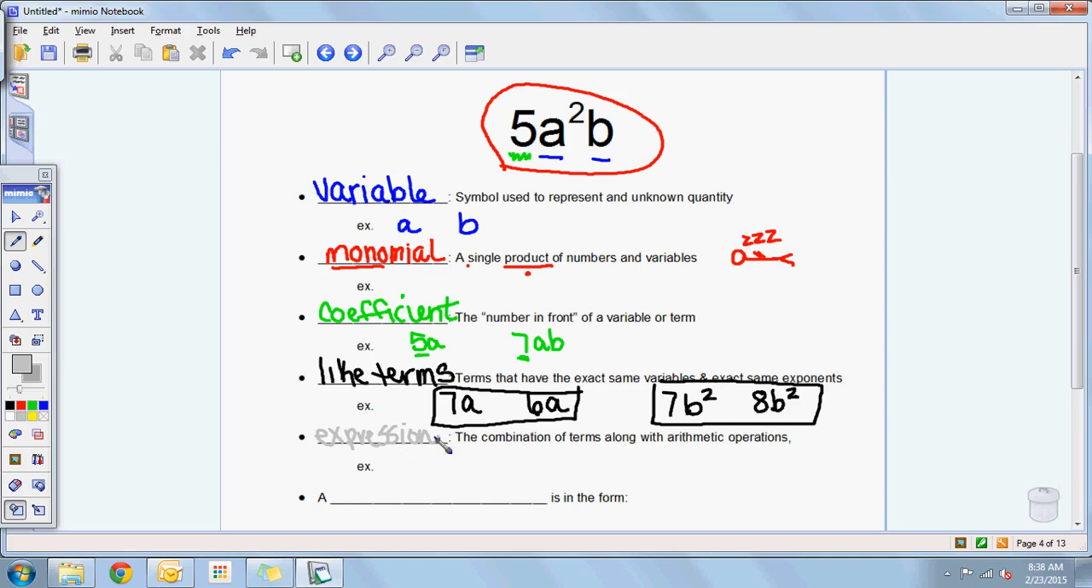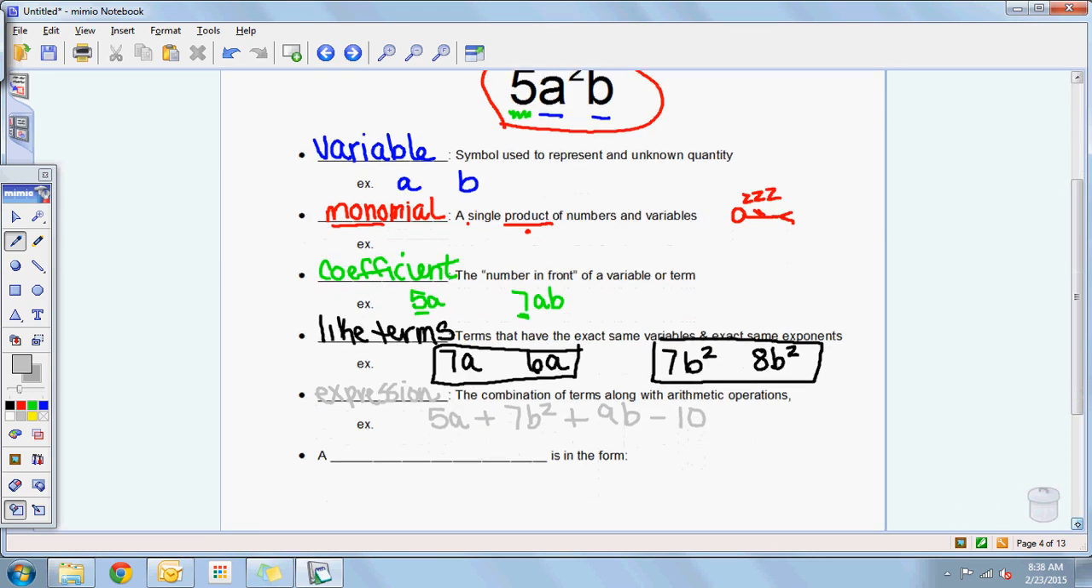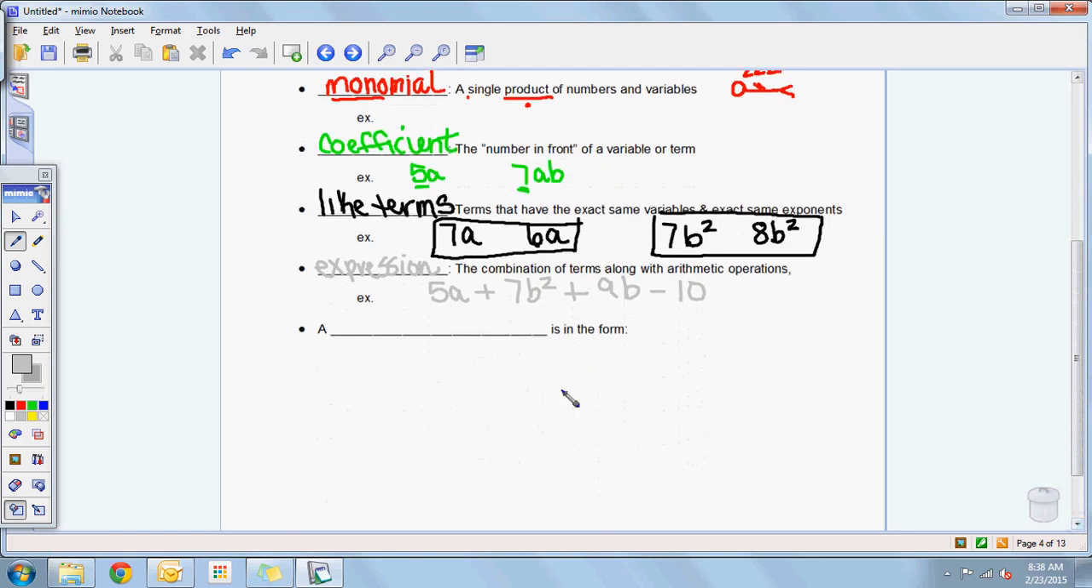So an example of an expression is 5a plus 7b squared plus 9b minus 10. Okay, there's no equal sign. Okay, you're going to try to simplify this best you can, but you can't solve it. Okay? All right, and then our last thing here, you don't have to write anything here.